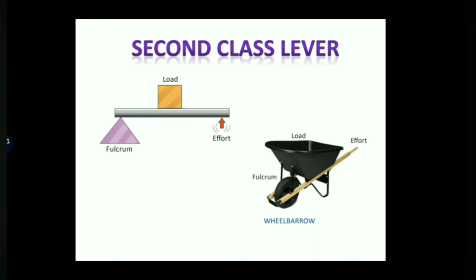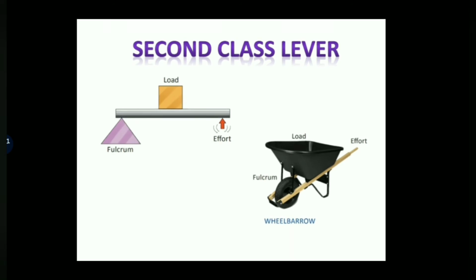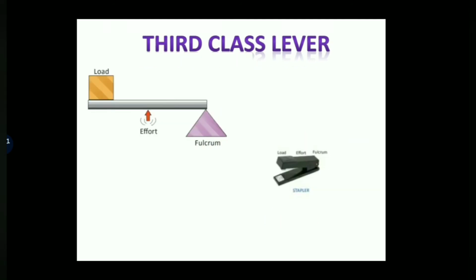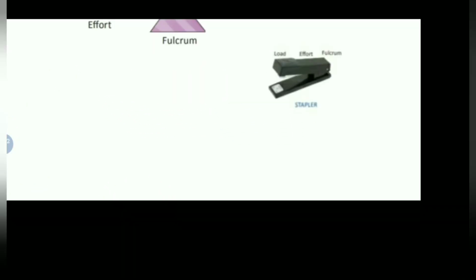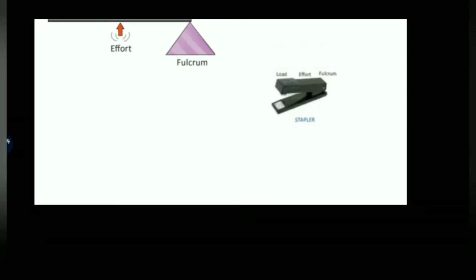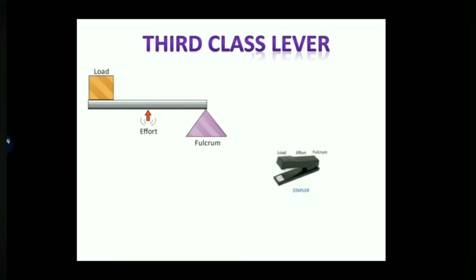Let's move on to the third one. In a third class lever, effort is located between the load and fulcrum. You can see in this example, it is of a stapler. In a stapler, the load, that is the pages, come at one corner, then effort is in between and it moves around the other end, that is the fulcrum. So fishing rod, tongs, all these are examples of third class lever.